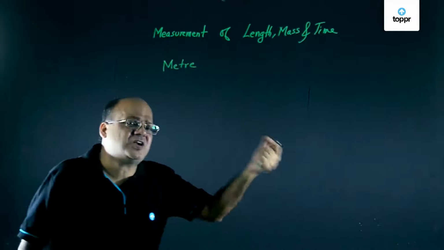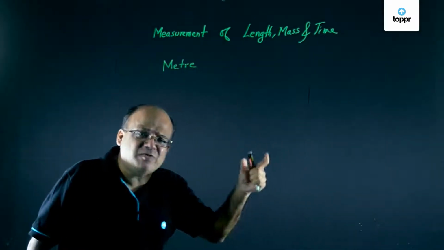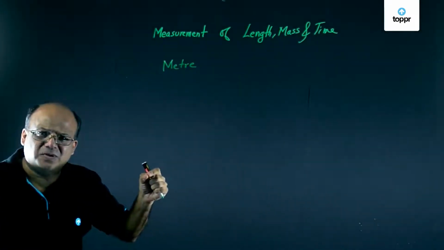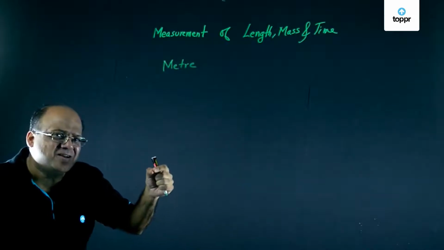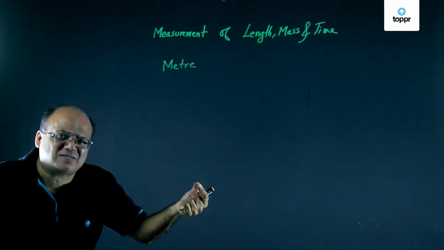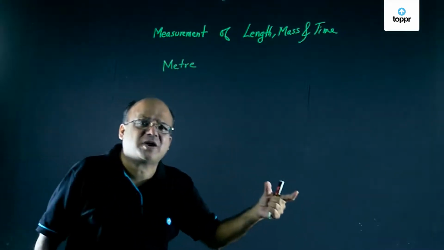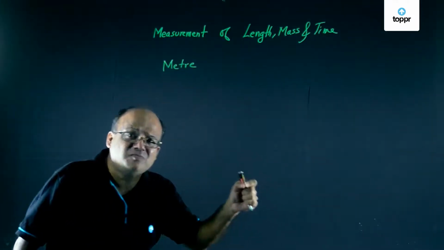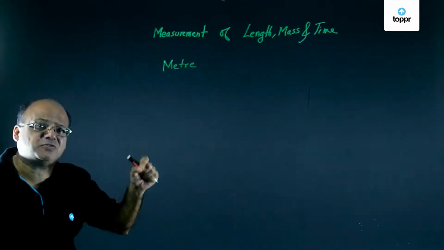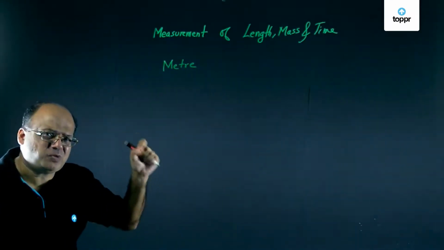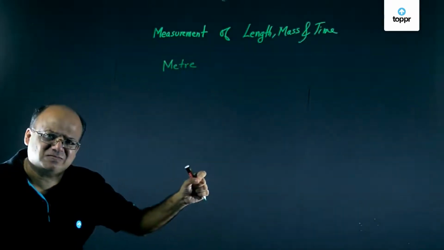Suppose we want to measure smaller things. Then we have to use a microscope. How do you measure the radius of a nucleus? That is very, very small. For that we use an electron microscope. In an electron microscope we use the wave nature of electron. So this way we can measure small things.